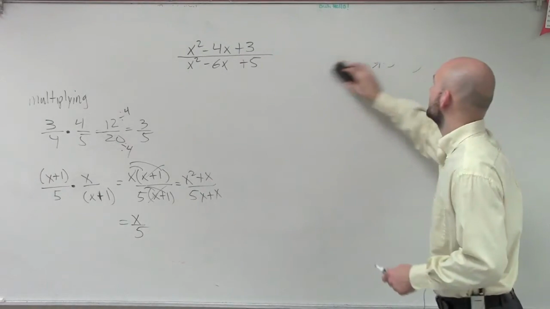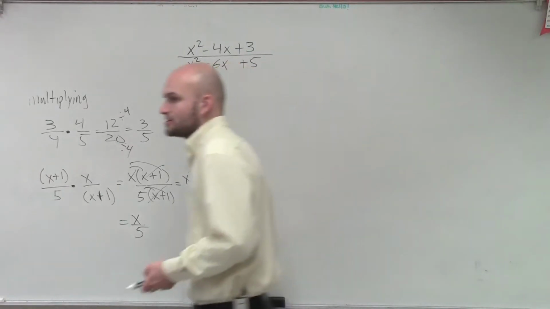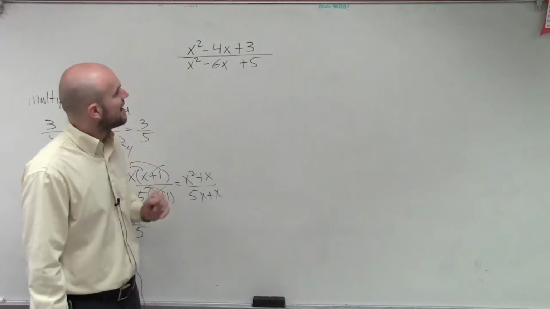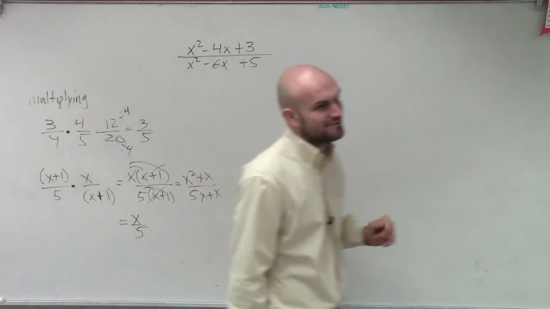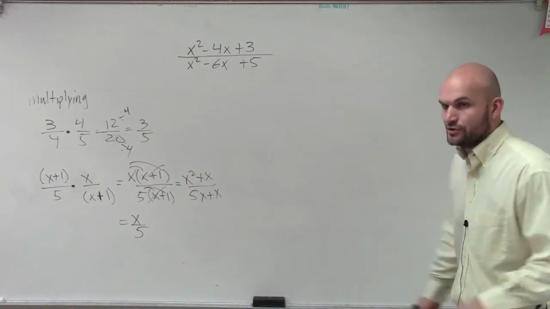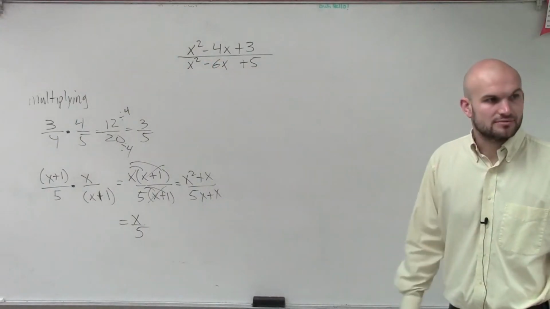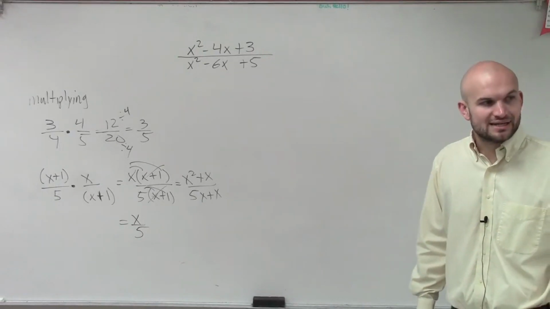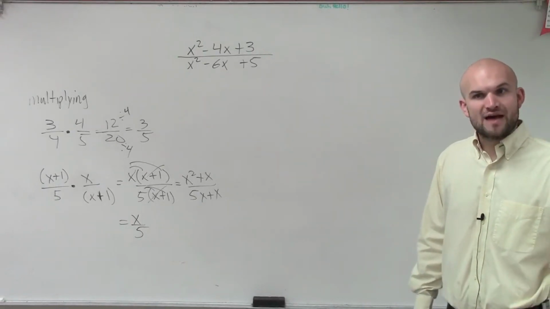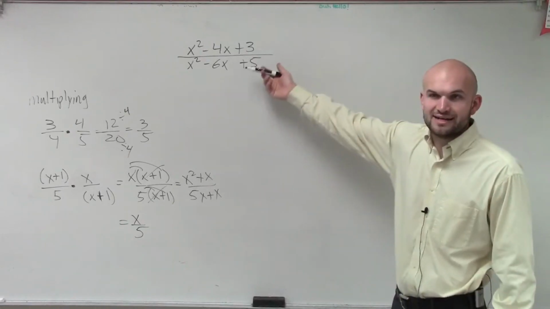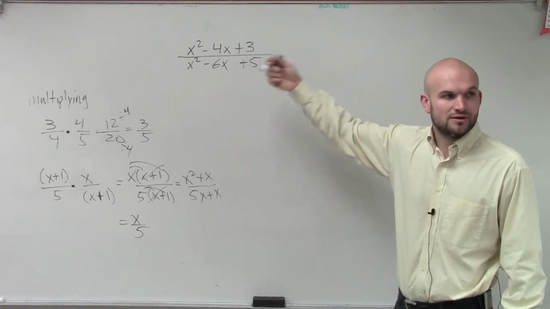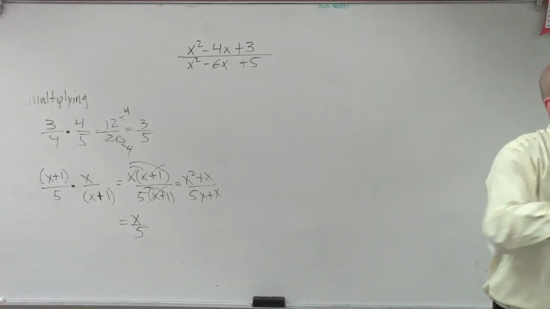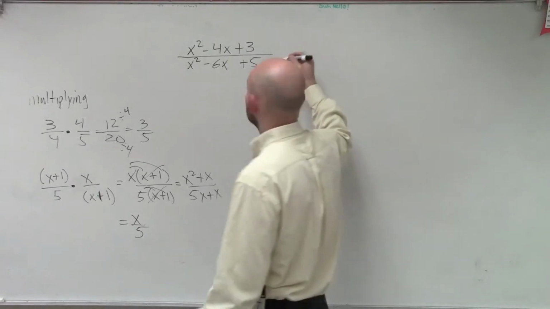So here's what we're going to want to do. For this problem, I have x squared minus 4x plus 3 divided by x squared minus 6x plus 5. The first step you're going to want to do is factor. For these problems, when we're multiplying and dividing, we want to factor. In this case, we're dividing a polynomial by another polynomial. Do you have that written? Yeah, okay. So let's factor the top.